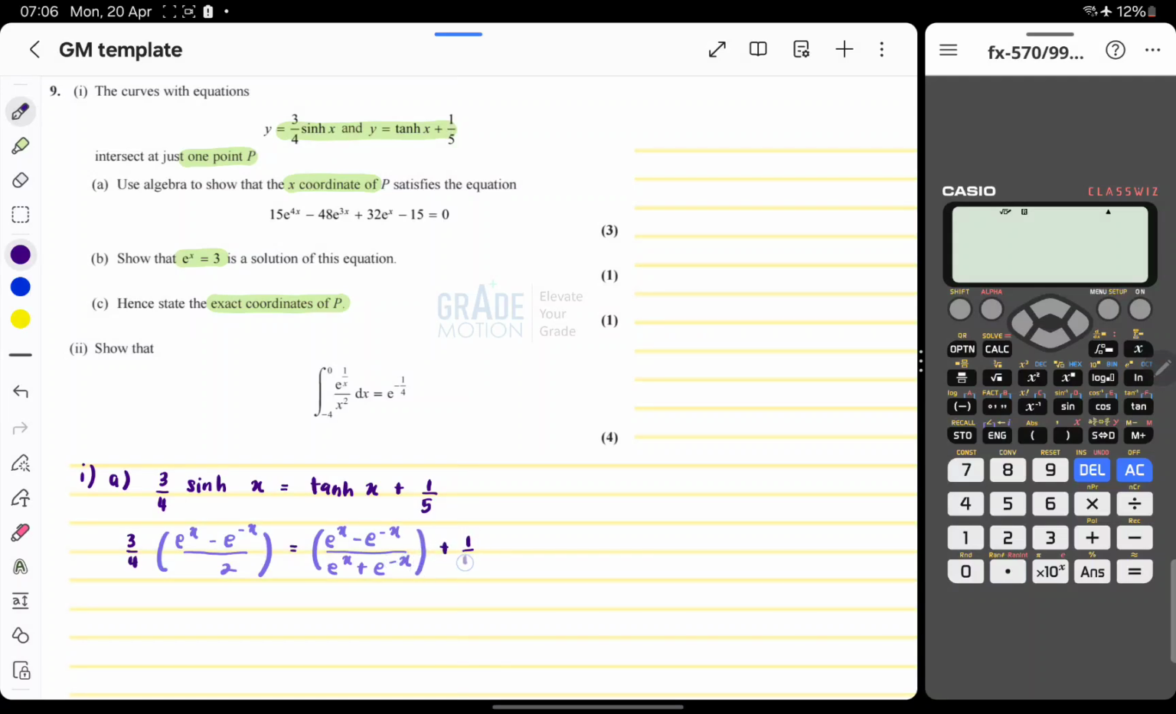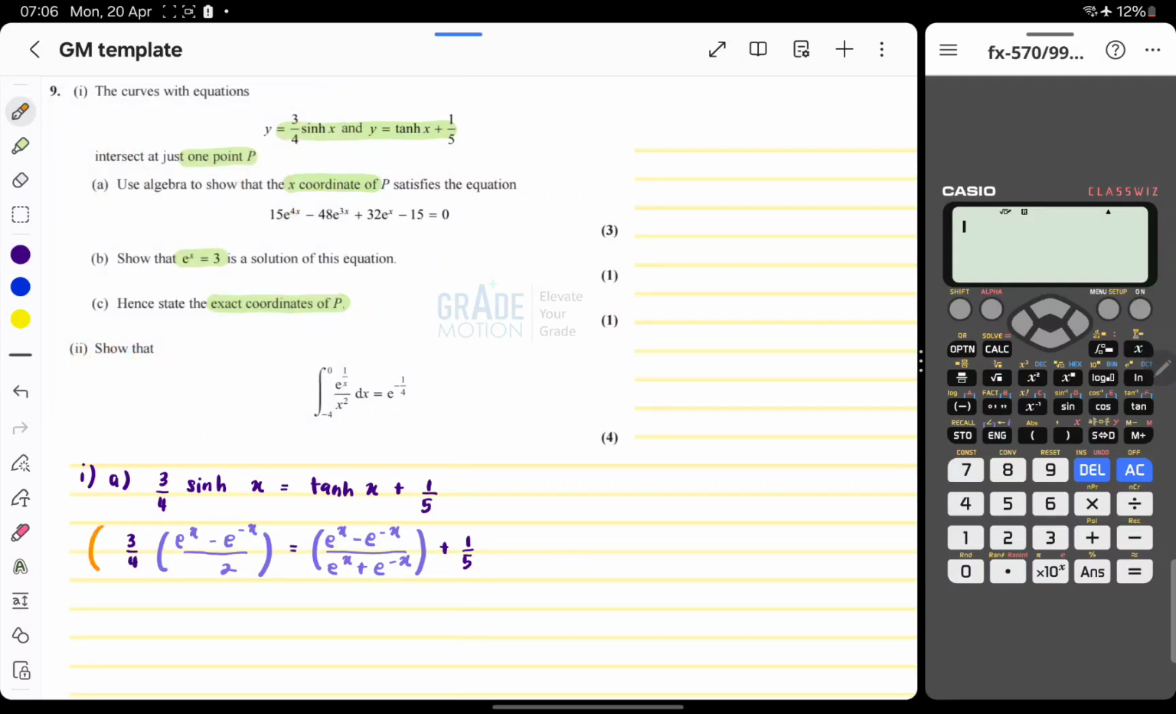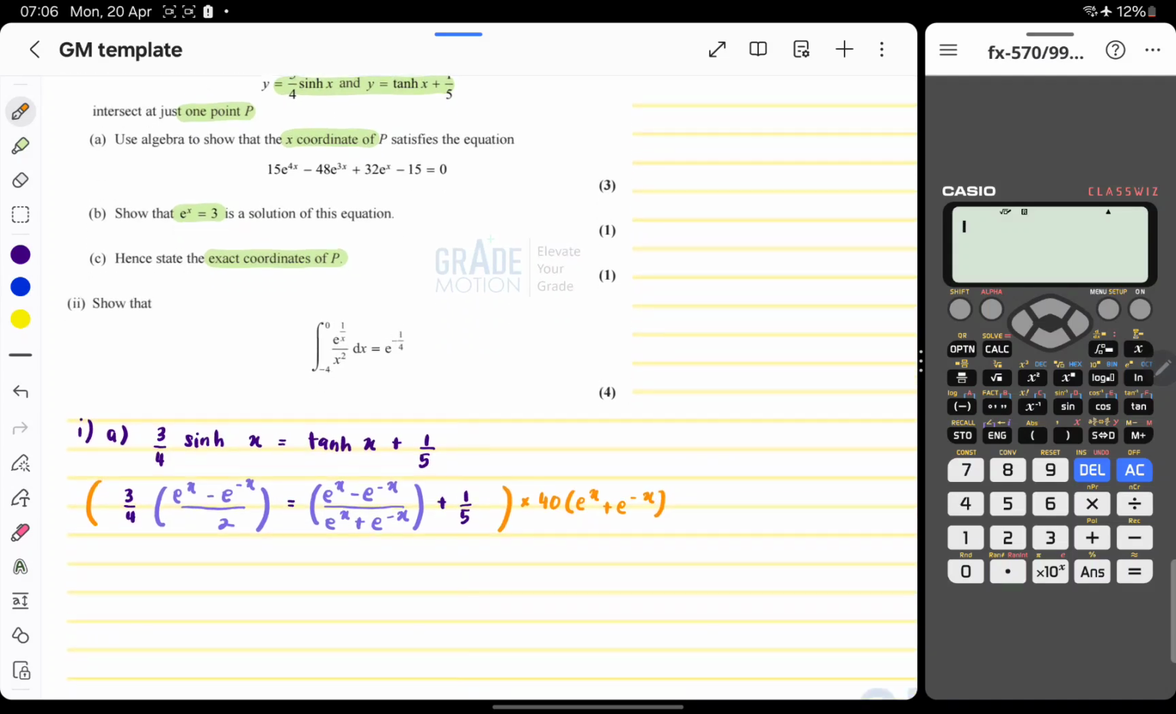plus 1 over 5. Now we want to eliminate the fraction to simplify this equation. So we'll multiply with the LCM. On the left hand side, we have 8 in the denominator, whereas for our right hand side, we have 5 bracket e^x plus e^negative x. So the LCM for 8 and 5 would be 40, and for the expression would be e^x plus e^negative x. Okay, let's begin.